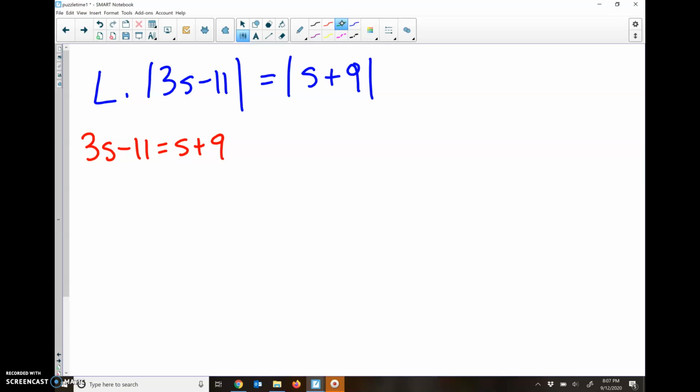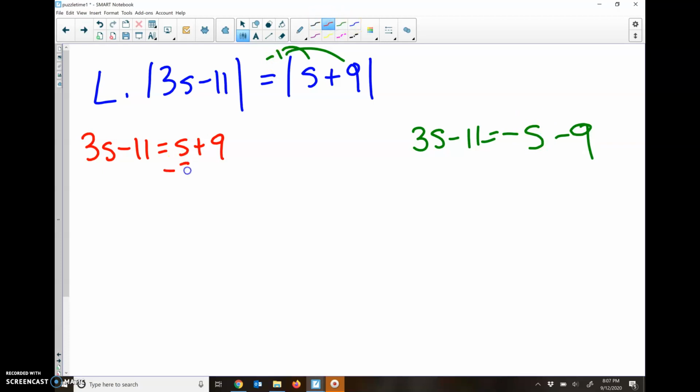And now we're going to change it so that one of these is negative. So let's just multiply this second one by negative 1. So it's going to turn into 3s minus 11. Negative 1 times s is negative s. Negative 1 times 9 is negative 9. So remember how step 3 is to rewrite one with a negative answer. So that's what I did here. Instead of a positive s, it's a negative s. And instead of a positive 9, it's a negative 9.